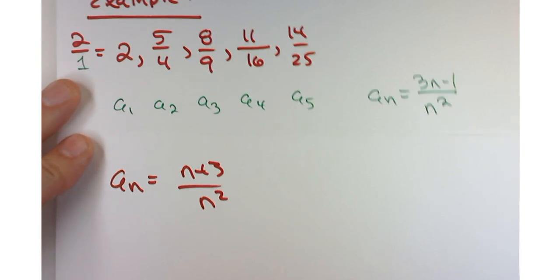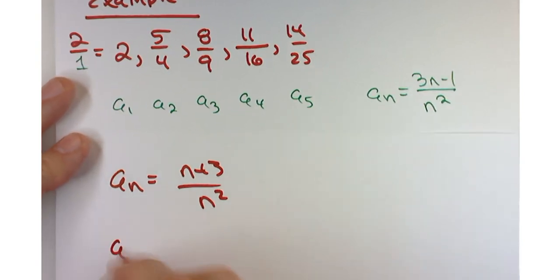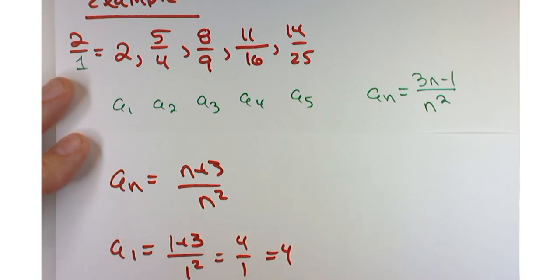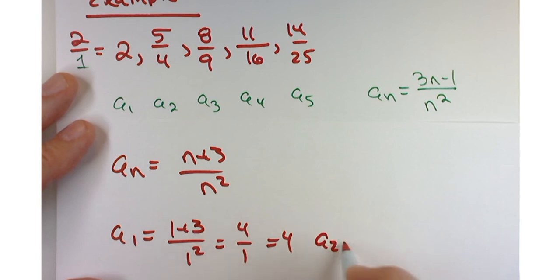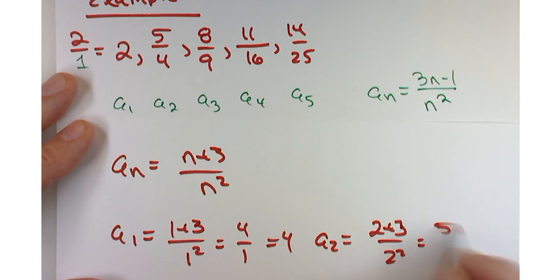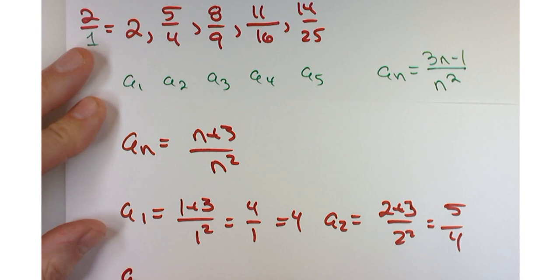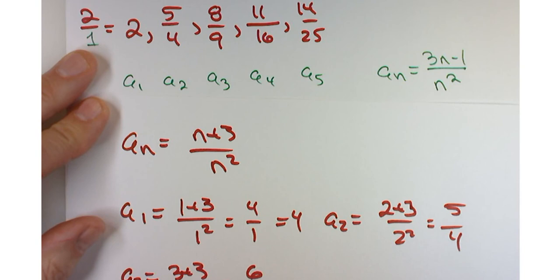You're not alone in thinking that. So let's try a sub 1. That'd be 1 plus 3 over 1 squared is 4 over 1, or just 4. So that doesn't work. How about another one? A sub 2. 2 plus 3 over 2 squared is 5 over 4. All right, that one worked. How about a sub 3? So that's going to be 3 plus 3 over 3 squared, which is 6 over 9. That one's not working either.